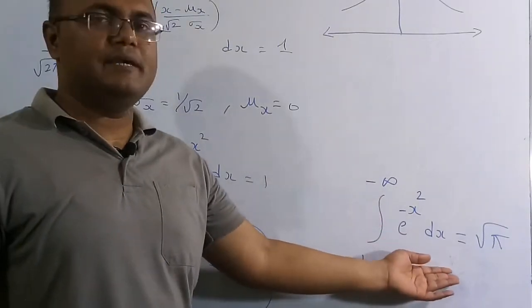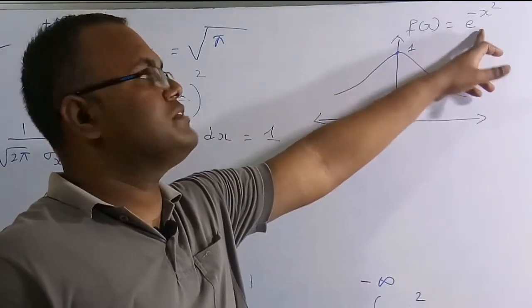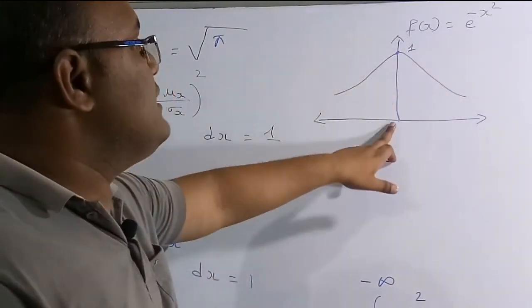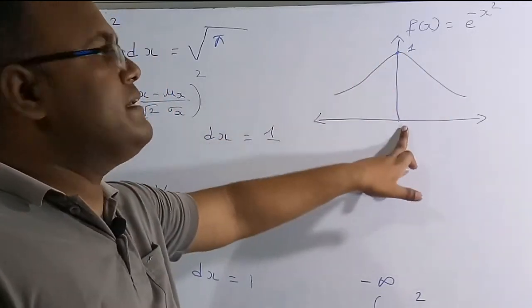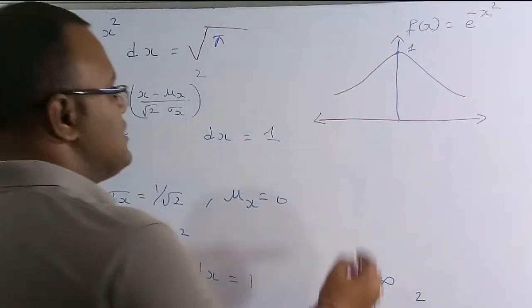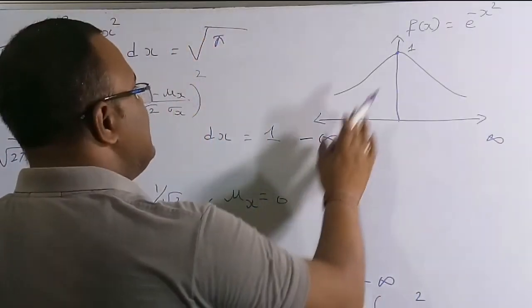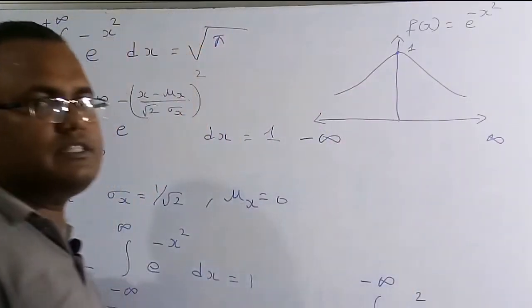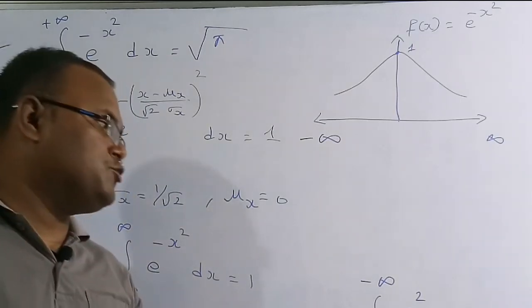Still you are going to get the same result, because e to the power of minus x square, if you substitute x is equal to 0, you are going to get one value. If you take positive value or if you take negative value, it is symmetric with respect to the y-axis. So therefore the area under this graph is constant, and you can go from minus infinity to plus infinity or plus infinity to minus infinity.